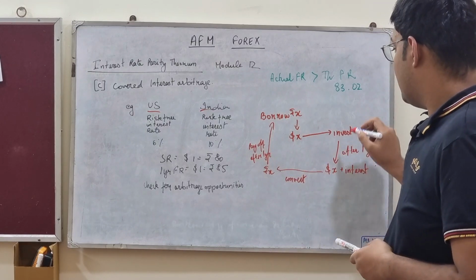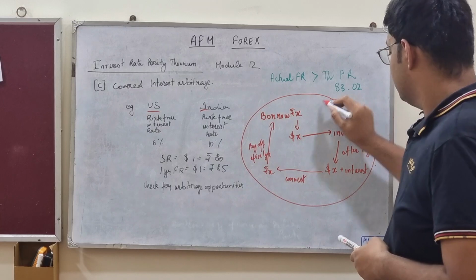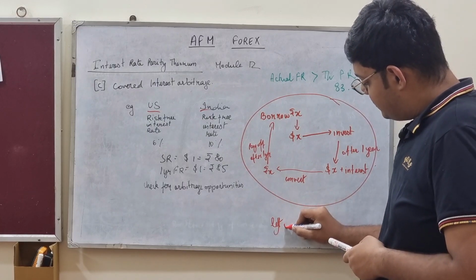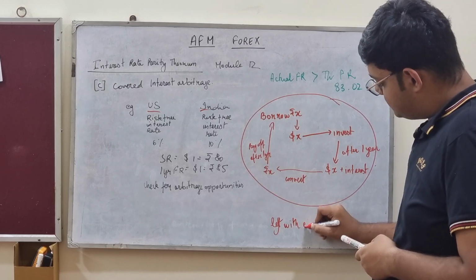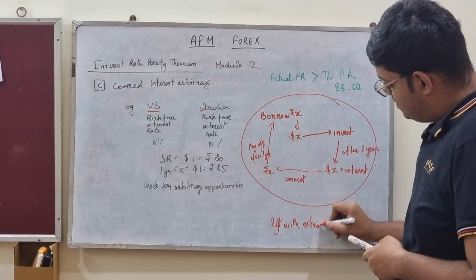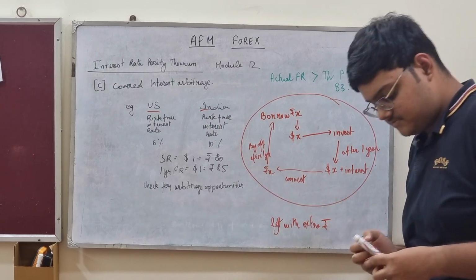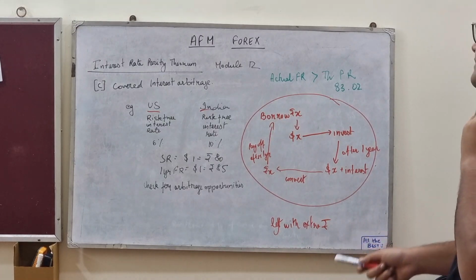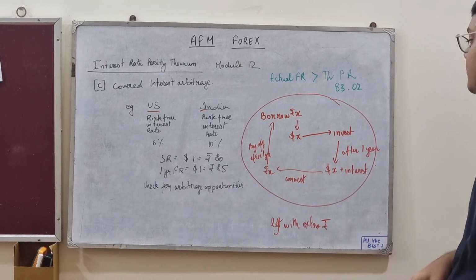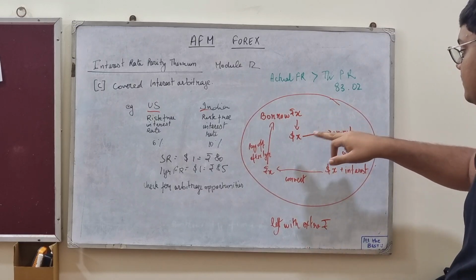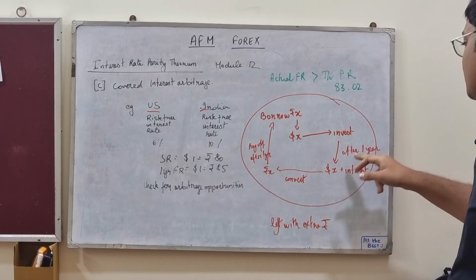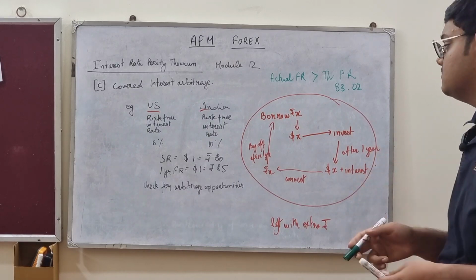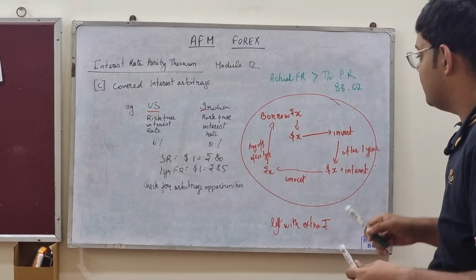After this process, we should be left with extra rupees. Why would we be left with extra rupees? Let's just use the numbers. We have 80 rupees, we get $1, we invest it, we get $1.06. Sorry, my bad.